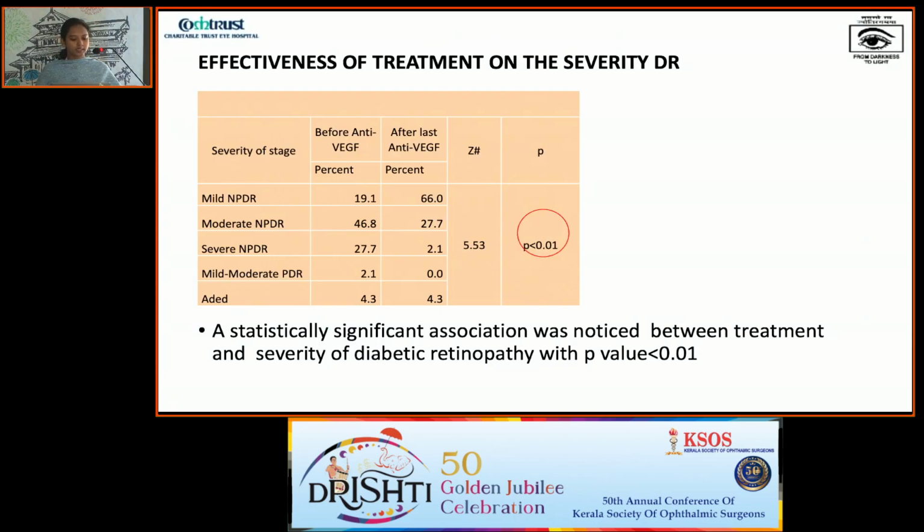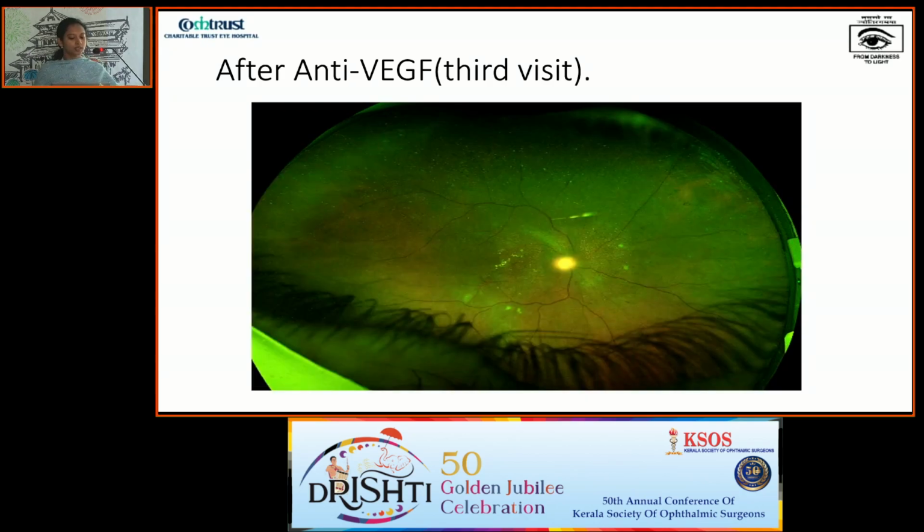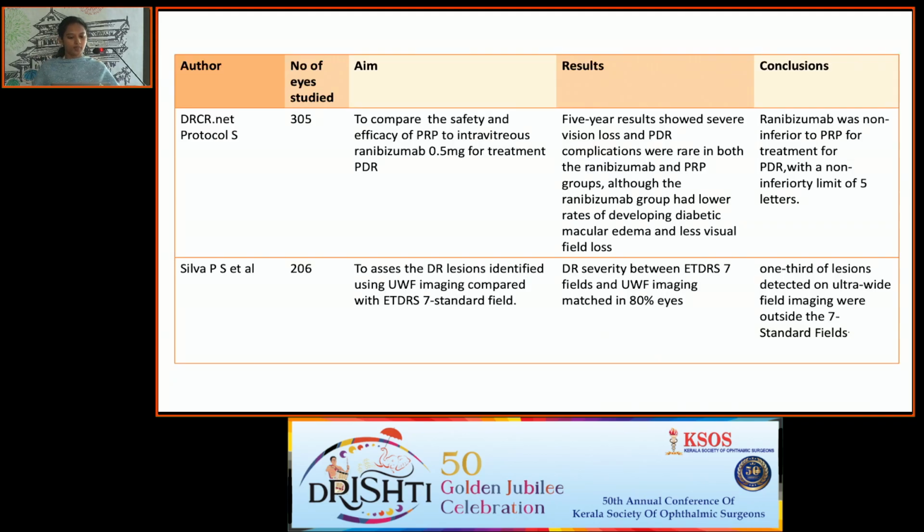On the effectiveness of treatment, the change in the severity of diabetic retinopathy was significant. This is one of the patients' images before the anti-VEGF injection. Here you can see numerous hemorrhages, and this is after the dose. The hemorrhages have subsided. There was a statistically significant association noticed between the central macular thickness and the p-value.